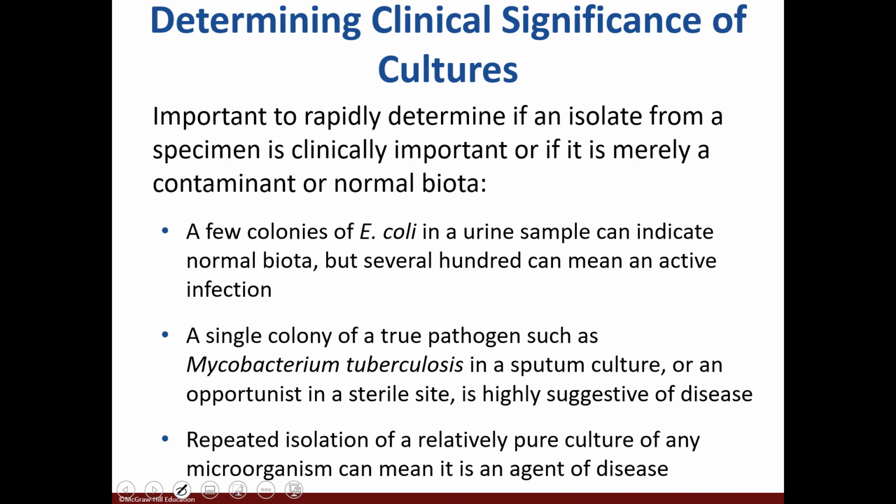It's important for a clinician to determine if what is isolated is clinically important, or if it's a contaminant. A small amount of E. coli in a urine sample can be normal, but if there is a significant amount, it could be indicative of an infection. However, if a single colony of Mycobacterium tuberculosis is seen in a sample, it is suggestive of disease. If a particular microbe is repeatedly isolated, it could mean it's a causative agent of disease.